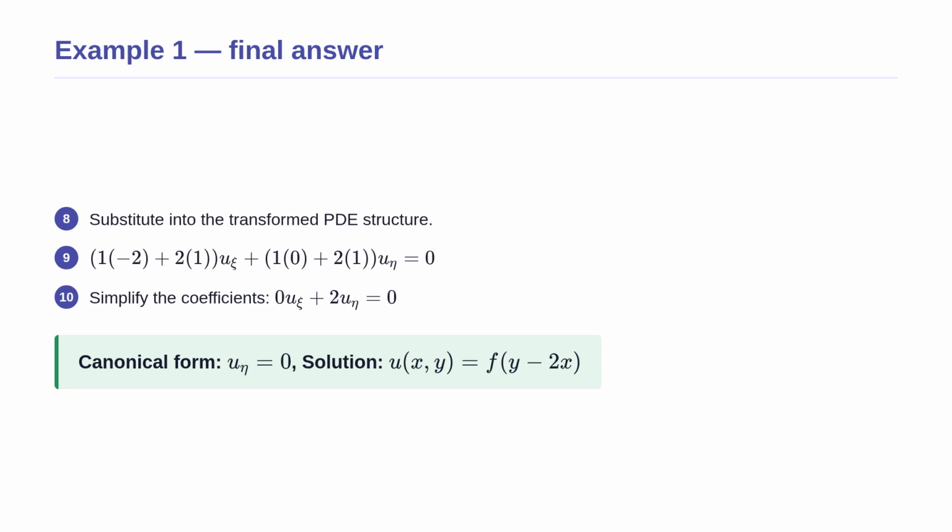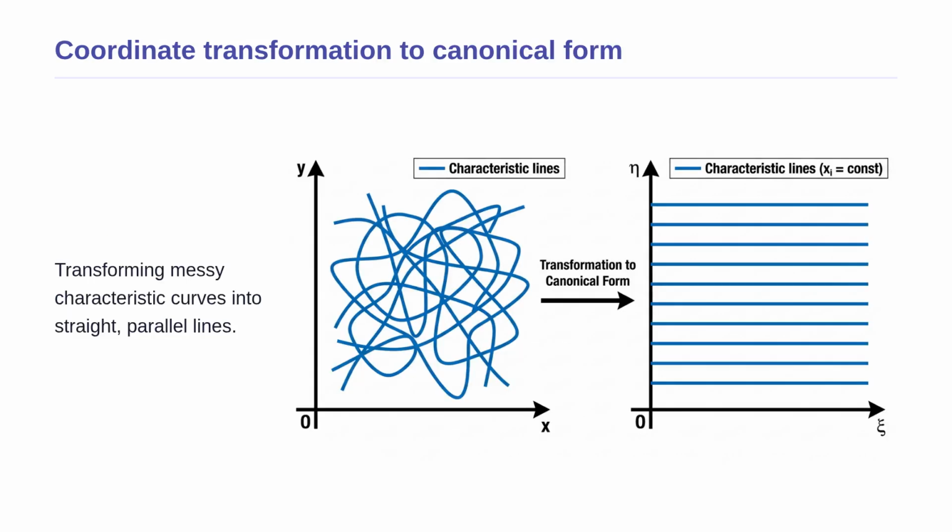This means the function only depends on xi. Replacing xi with our algebraic expression gives the final answer. Physically, this means the solution is a wave or profile that remains constant along the lines where y minus 2x is constant. Before we look at a more complex example, let us see this transformation with a concrete visual.